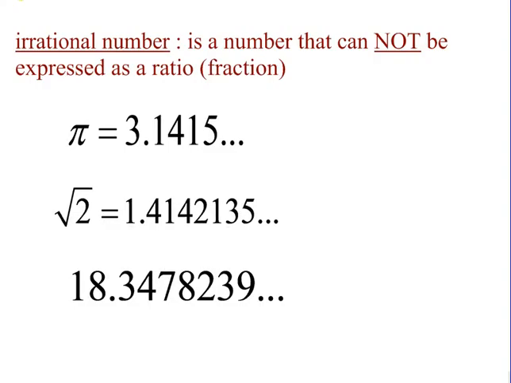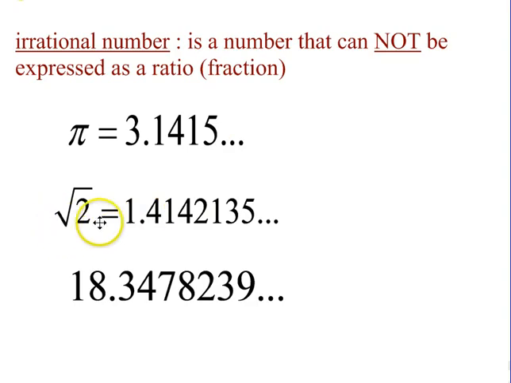How about irrational numbers? An irrational number is a number that cannot be expressed as a ratio or fraction. So here's pi. 3.1415, and it goes on and on and on and on. Okay, so it doesn't terminate, and there's no repeating going on. There's no pattern here that I can tell. So therefore, it's irrational. I can't predict what's coming next.